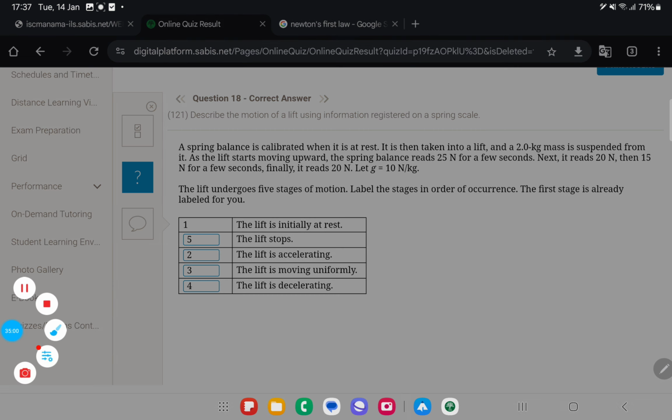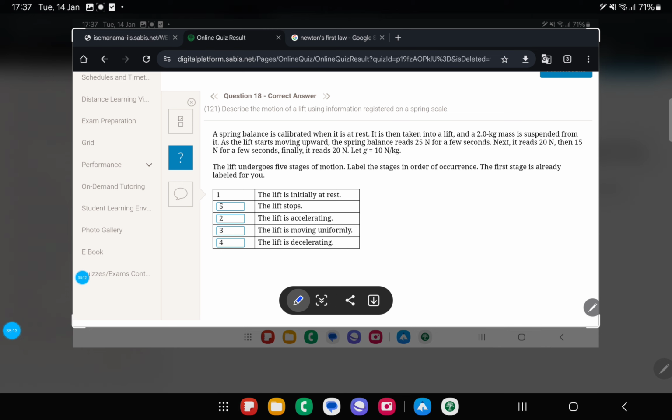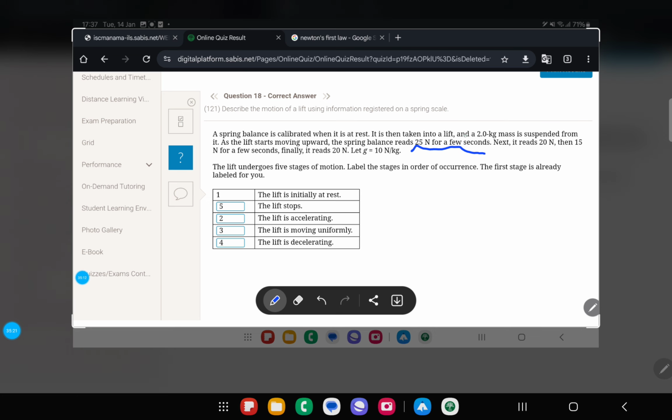A spring balance is calibrated when it is at rest. It is then taken into a lift and a 2 kilogram mass is suspended from it. Okay, one minute before we continue. As the lift starts moving upward, the spring balance reads 25 Newton for a few seconds. Make sure to measure the mass. 20 kilogram. It's 25 Newton for a few seconds. Next, it reads 20 Newton. Then 15 Newton for a few seconds. Finally, it reads 20 Newton.